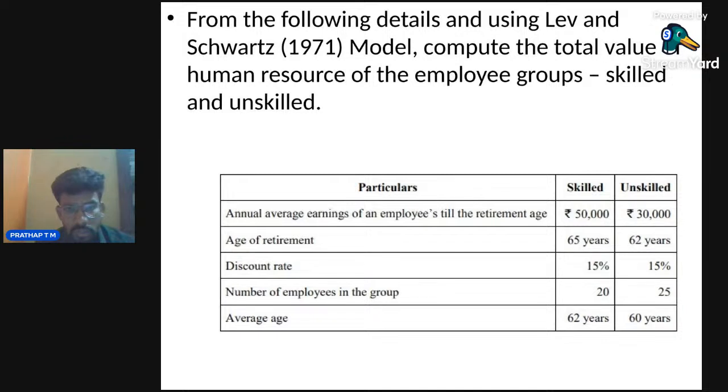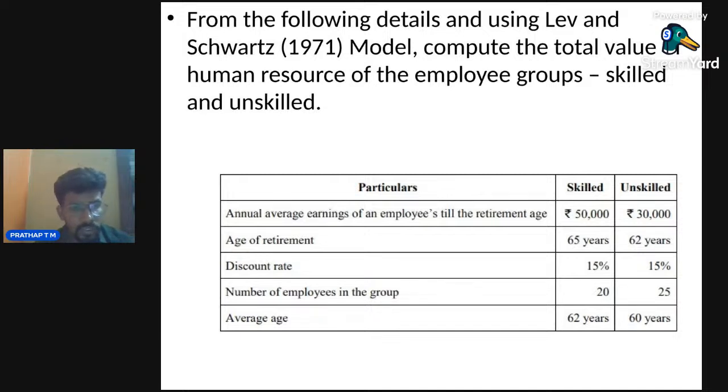Okay. I hope we can consider it as remaining services. We can consider 3 years. Here it is 2 years. Right? 3 years and 2 years. Remaining services 3 years and 2 years. Annual earnings is 50,000. So if you want, you can skip the year. 50,000 and 30,000.